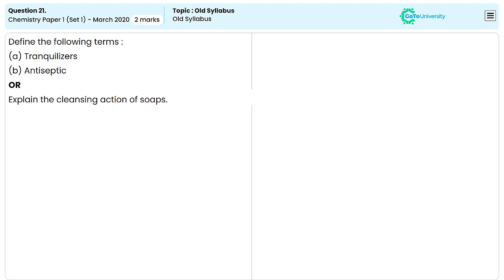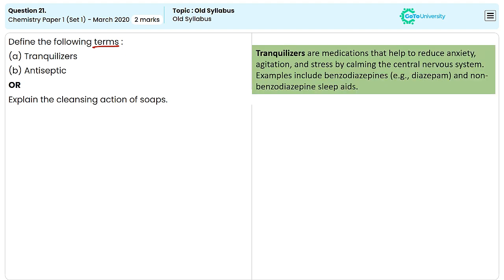Here the question is to define the given terms. The first one is tranquilizers. Tranquilizers are medications used to reduce anxiety, agitation and stress. They work by calming the central nervous system and can be classified into major tranquilizers and minor tranquilizers.